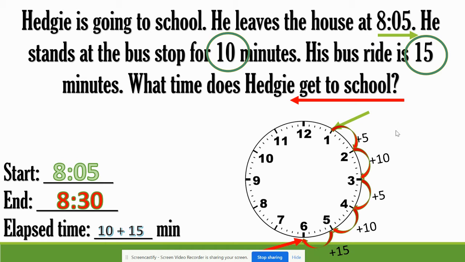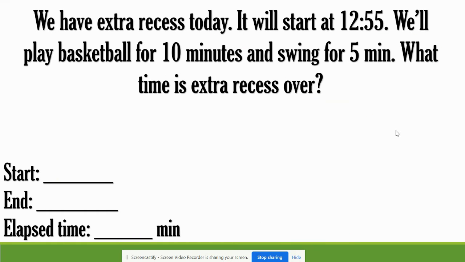So it's basically what we've been doing. We just have a little bit of an extra step with figuring out, am I finding start times or end times? And those extra little chunks of elapsed times. Let's look at another one. We have extra recess today. Not really, it's just pretend. It will start at 12:55. We'll play basketball for 10 minutes and swing for 5 minutes. What time is extra recess over?